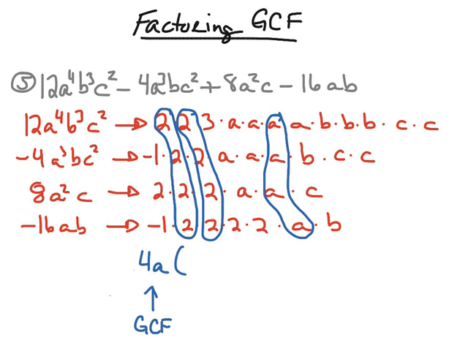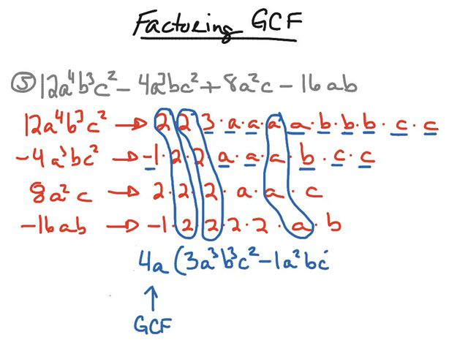Now we're going to put all the leftovers on the inside. For the first term, I had a 3, a, a, b, b, b, c, and c. If I multiply all that together, I end up with 3a cubed, b cubed, and c squared. The second term, I have a negative 1, an a, a b, a c, and a c. If I multiply all that together, I end up with negative 1, a squared, b, c squared.